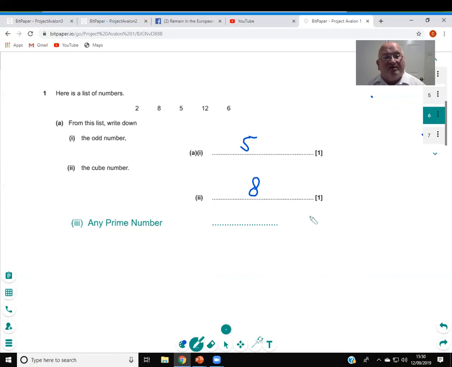Okay, right then, it says any prime number. Well, 8 can't be a prime number because 2 goes into it, and 12 and 6 likewise, but actually 5 and 2 are both prime numbers.